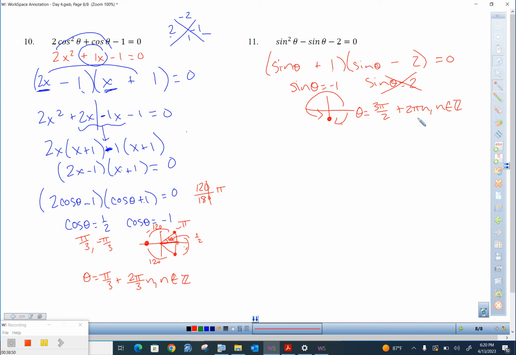On your homework, you only have one factoring question. We are going to practice a little bit more of that next class.